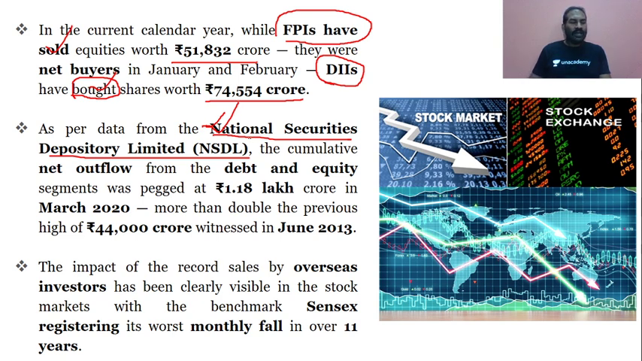Then the data as per the National Securities Depository Limited, the net outflow from the debt and equity segments is pegged at 1.18 lakh crore. So the entire outflow, that is the selling spree by the FPIs or the FIIs in the debt and equity segments, is equivalent to 1.18 lakh crores of rupees. This point is just for better understanding in regards to the analytical questions if they are framed.